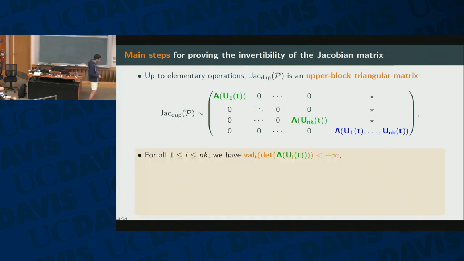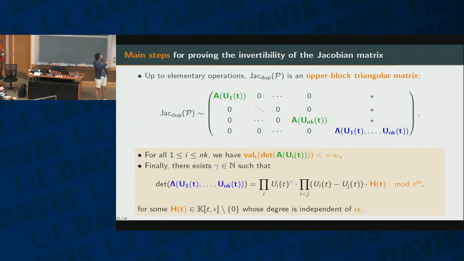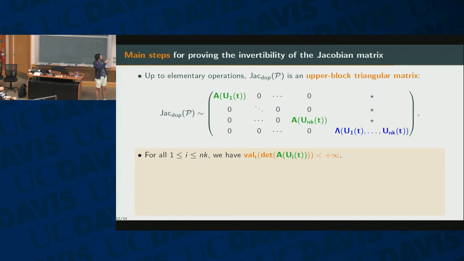So in the first case, we show that the valuation in T of the determinant of the green matrices is finite. This is proven with heavy computations by hand. Like we really compute explicitly the valuation.